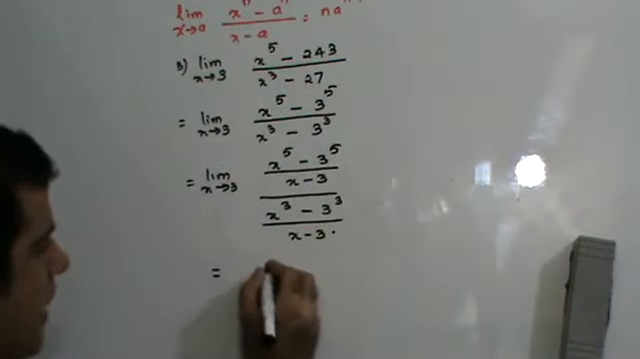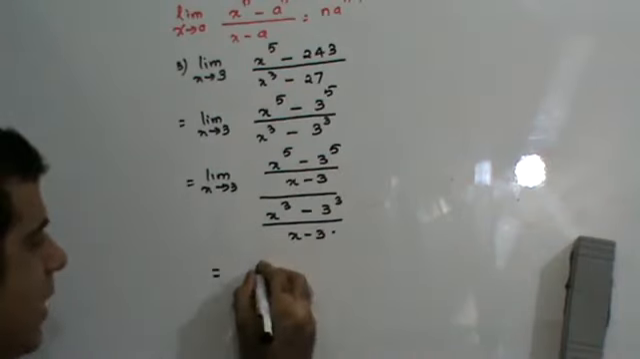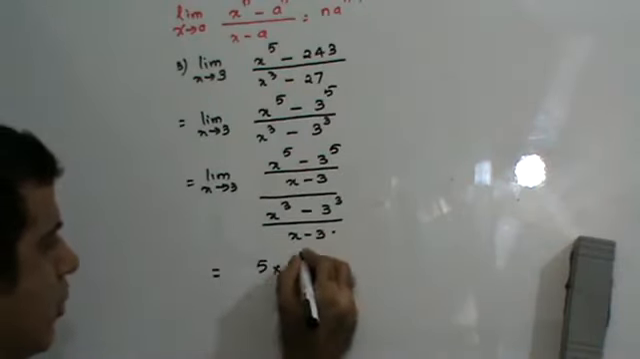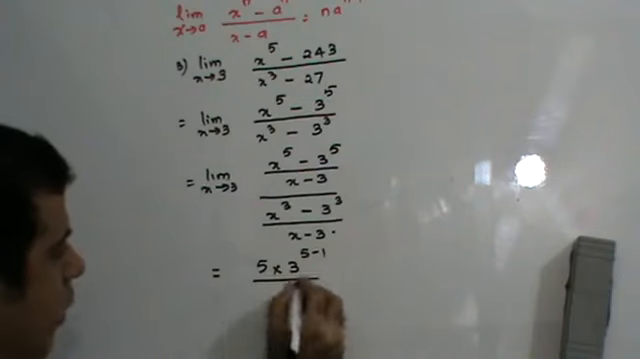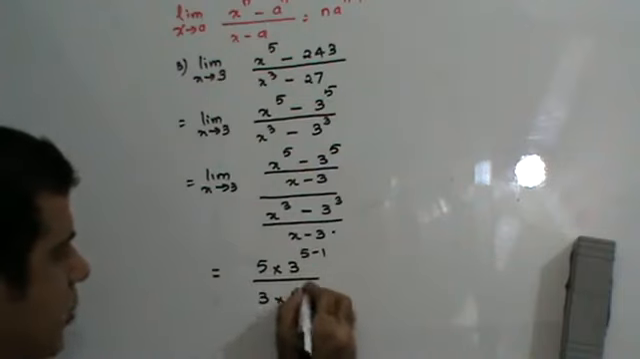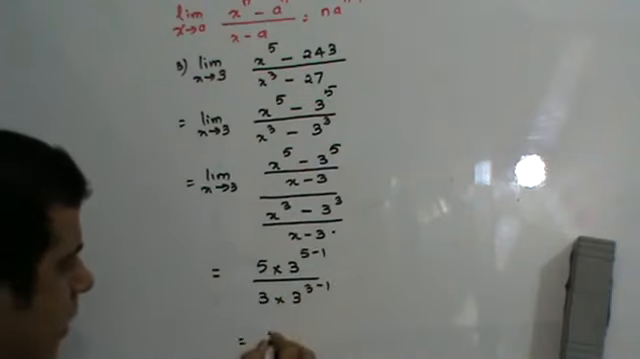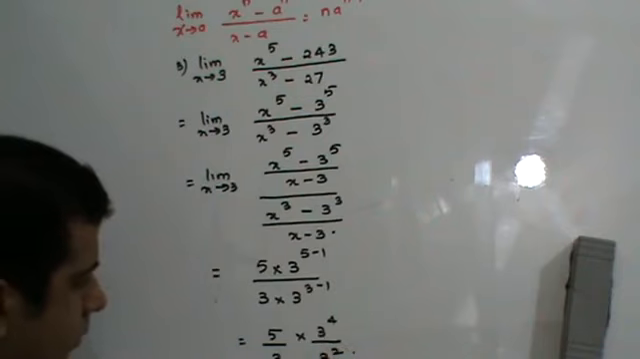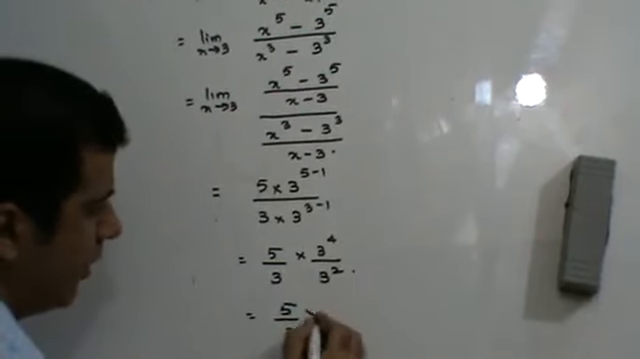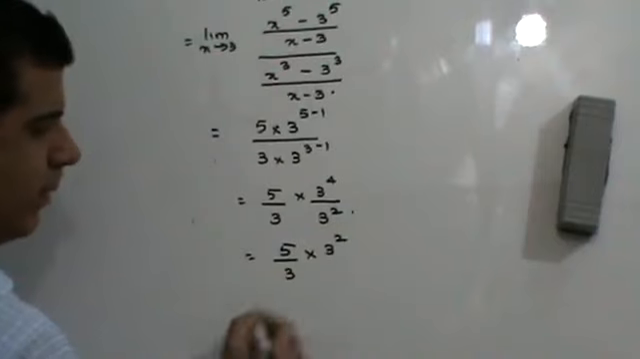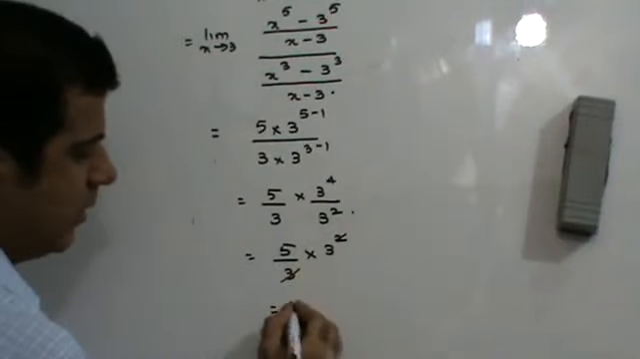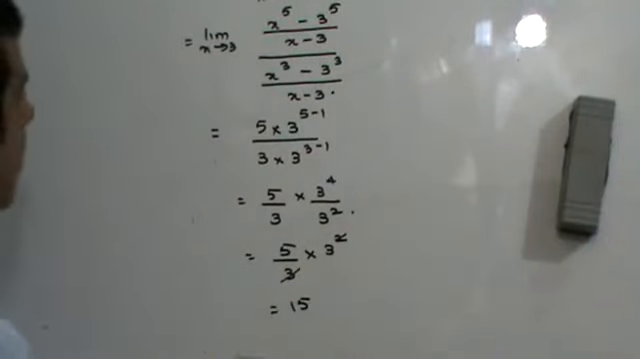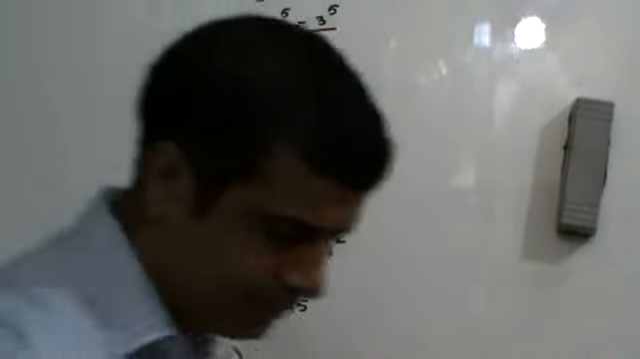So this is going to be equal to, here n is 5, n a raised to n minus 1 upon n a raised to n minus 1. This is 5 upon 3, 3 raised to 4 upon 3 square. The 3 square gets cancelled, answer is 5 into 3 square, which is 45. Let's see another sum, guys.